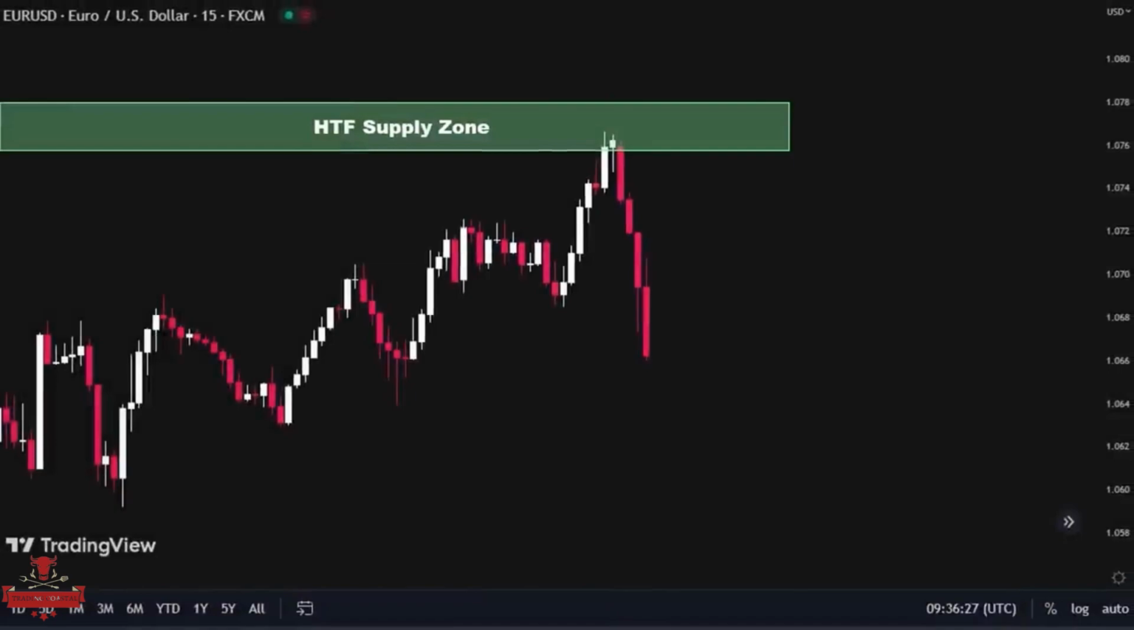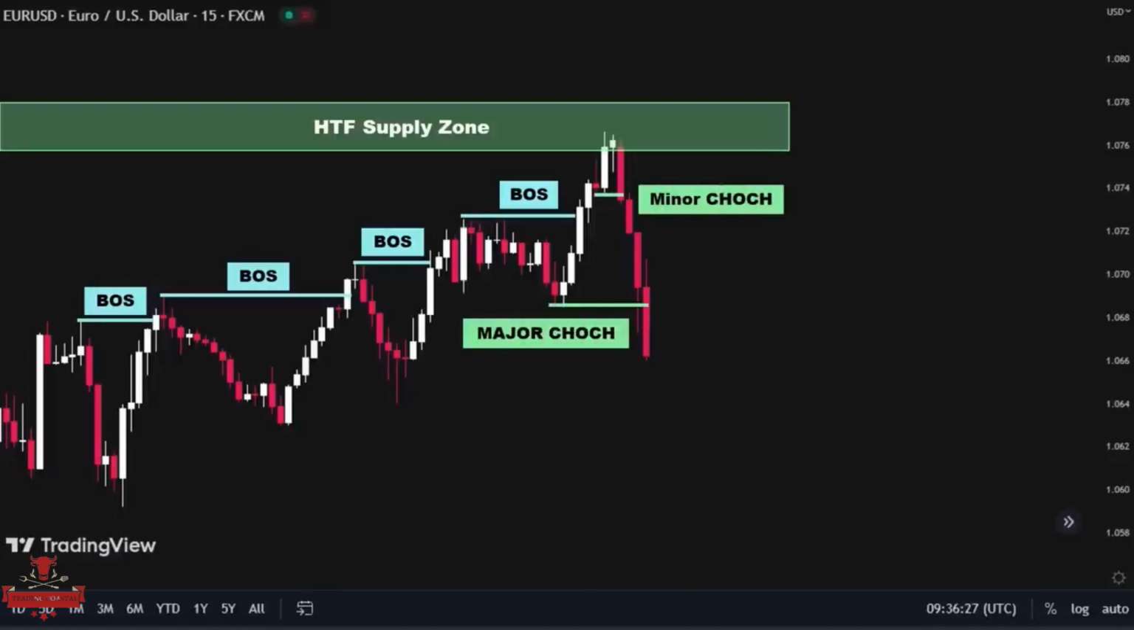So, here on our price chart, we have the euro-dollar 15-minute time frame. As you can see, price created a series of bullish BOSs until it reached the higher time frame's supply zone. Price hit and reversed from this zone, also creating minor and major Chochs.